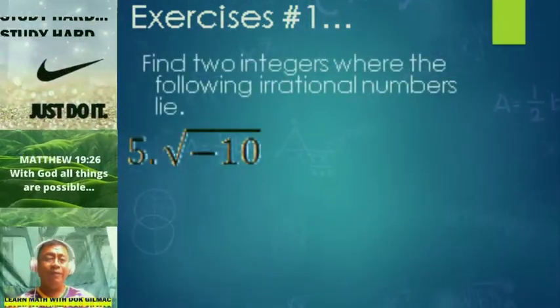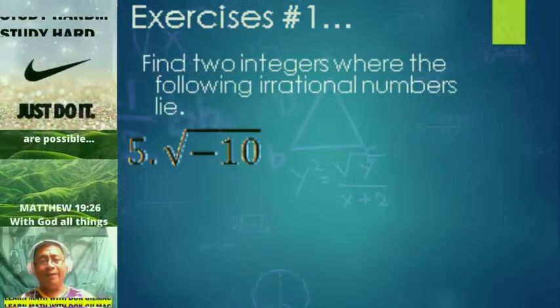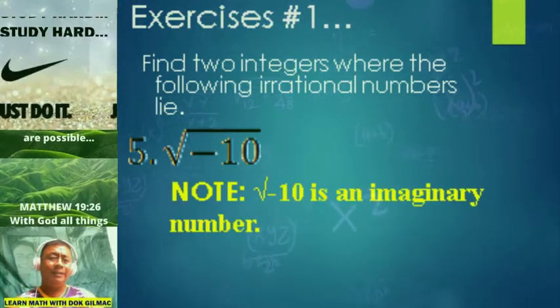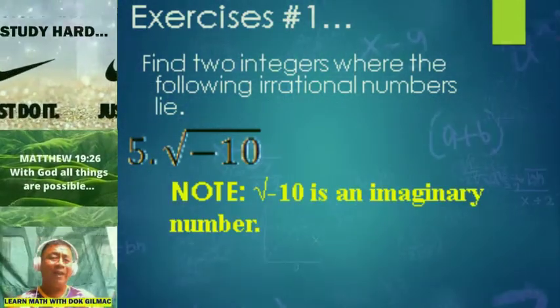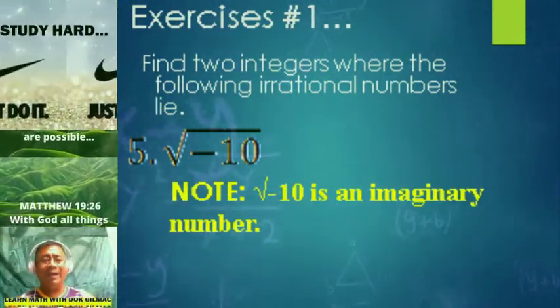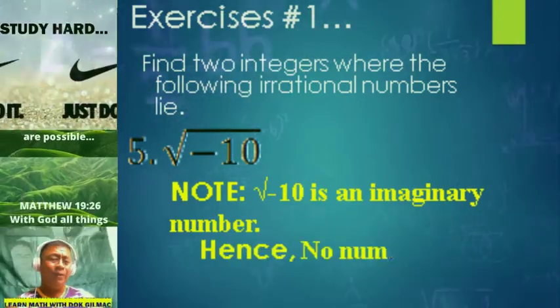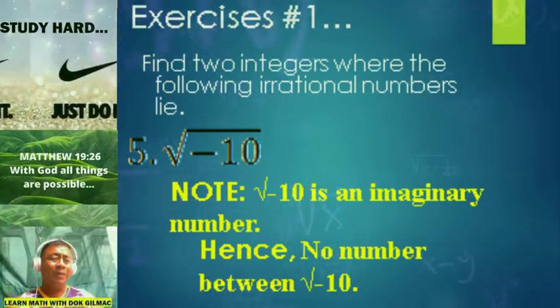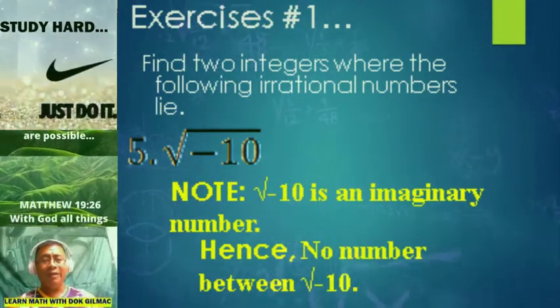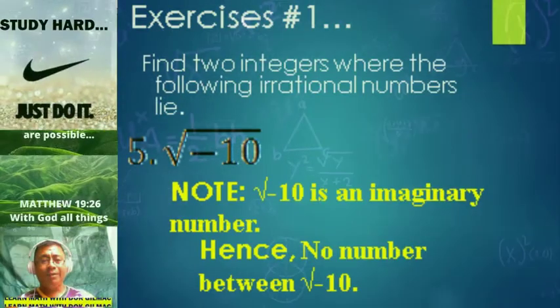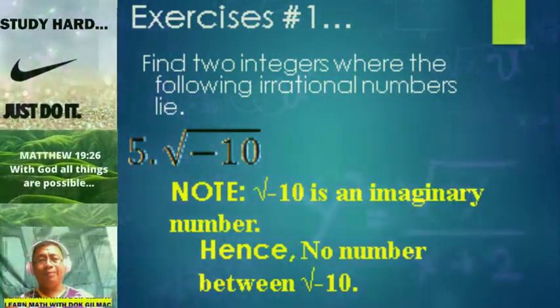Consider number 5, the square root of negative 10. In this particular case, class, take note, the square root of negative 10 is an imaginary number. So therefore, there is no number between which the square root of negative 10 lies, since it is just an imaginary number. So take note of that.